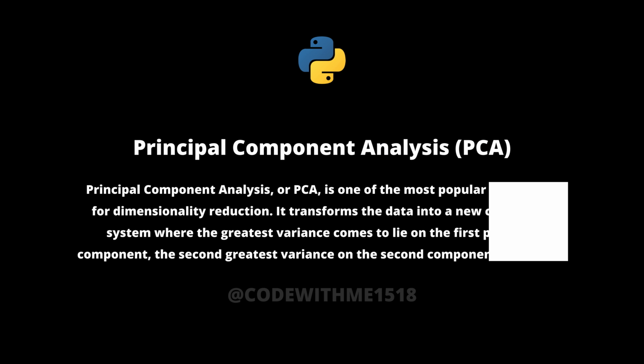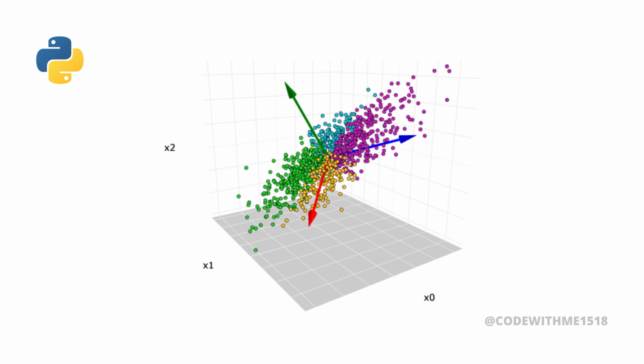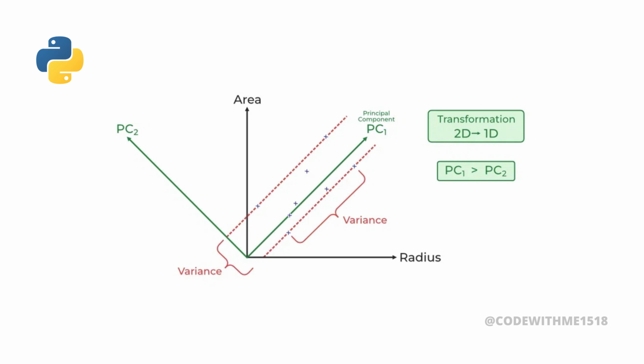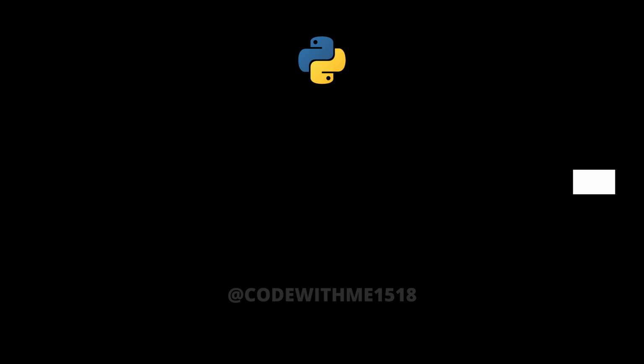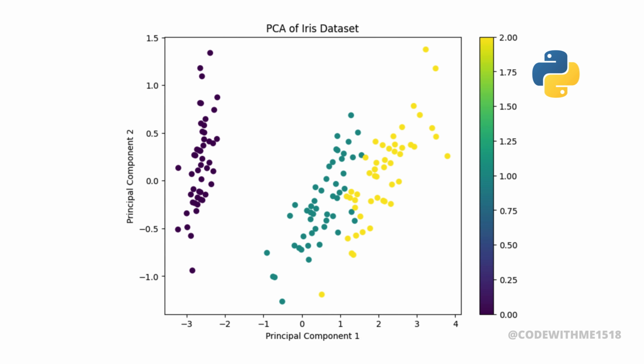Principal component analysis, or PCA, is one of the most popular techniques for dimensionality reduction. It transforms the data into a new coordinate system where the greatest variance comes to lie on the first principal component, the second greatest variance on the second component, and so on. Let's implement PCA using Python. Let's run the script to see the output.